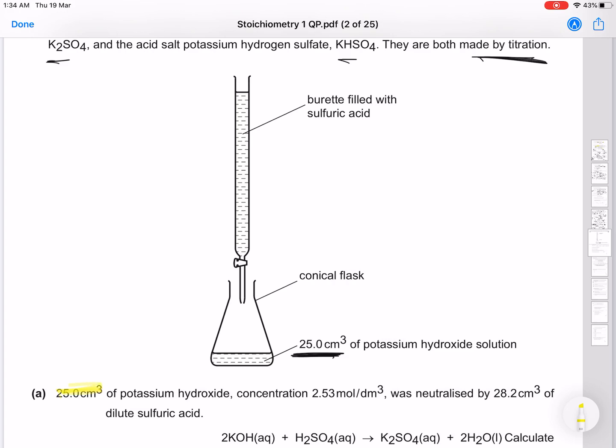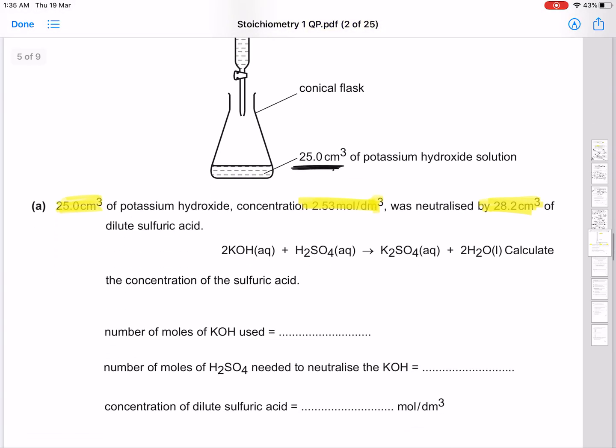So this is the volume of the potassium hydroxide, and that's the concentration. It was neutralized by, that's the volume of my sulfuric acid in the burette over there. So those are the given information. Okay, that's the equation I'm gonna use. They want you to calculate the concentration of the sulfuric acid.